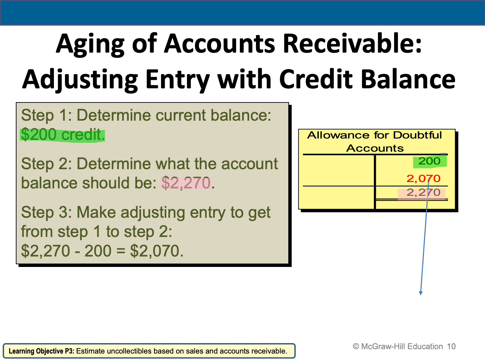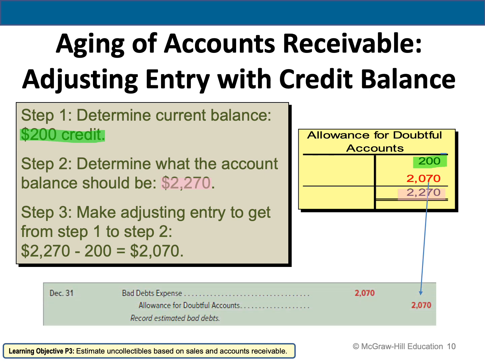Remember, we do not record in the journal entry the ending balance of the allowance. We have to use the adjusted balance when we are preparing the bad debts expense. So I'm going to say bad debt expense to allowance for doubtful accounts, 2,070, 2,070.